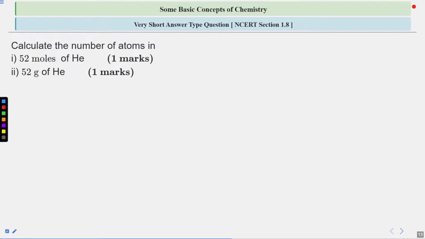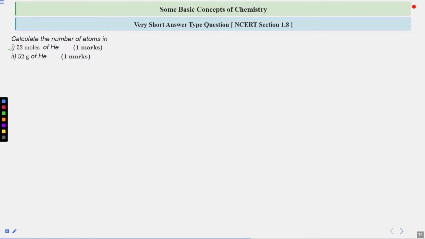Moving on to the next question. Again, it is a very short answer type question. You have to calculate the number of atoms in 52 moles of helium and 52 grams of helium. It's a very easy question. I would suggest you start writing the correct answer in the chat section. You have to just calculate the number of atoms in 52 moles of helium and 52 grams of helium.